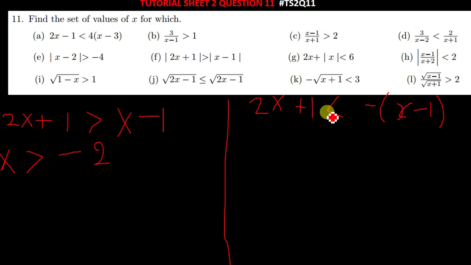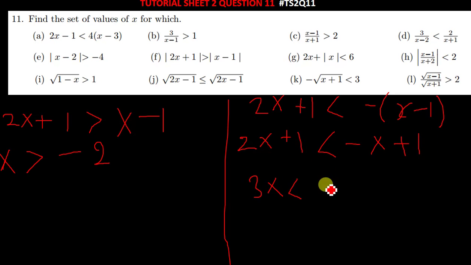We'll quickly move on to this part, and then we have 2x plus 1 being less than negative x plus 1. So here our value of x will be, we have 3x being less than, when this one goes to the other side of the equal sign will give us 0, so meaning our x is less than 0. These are the two values that we have now.